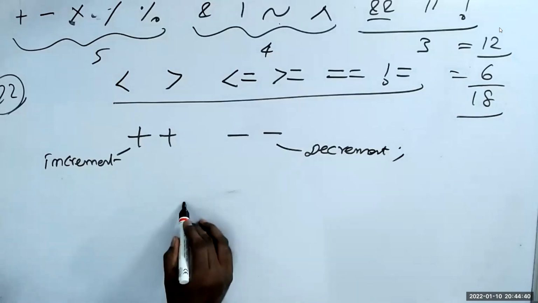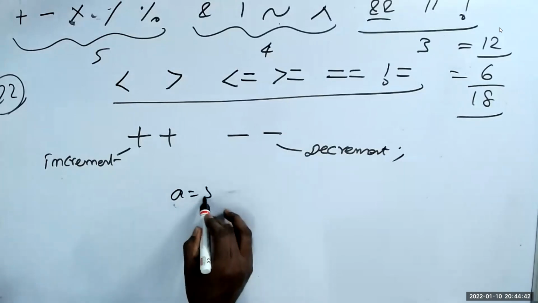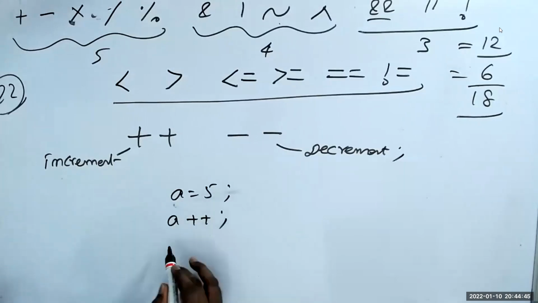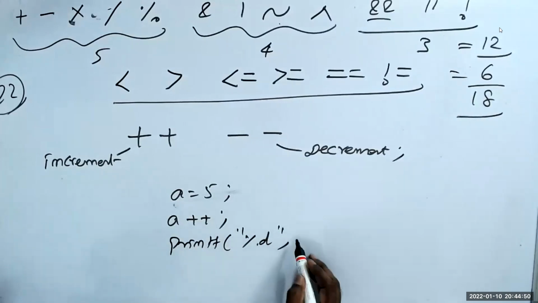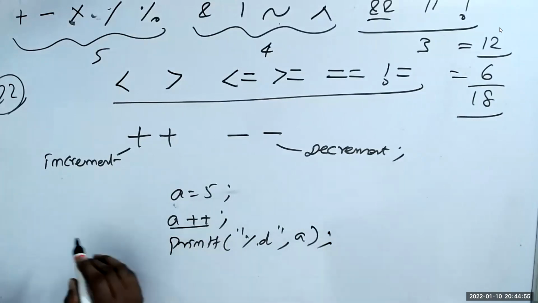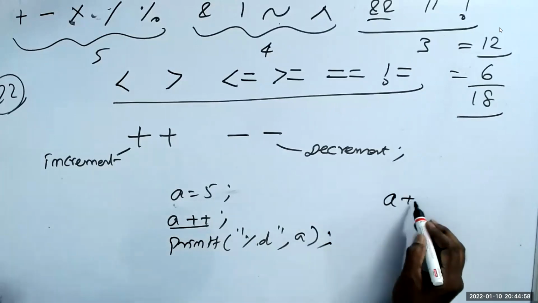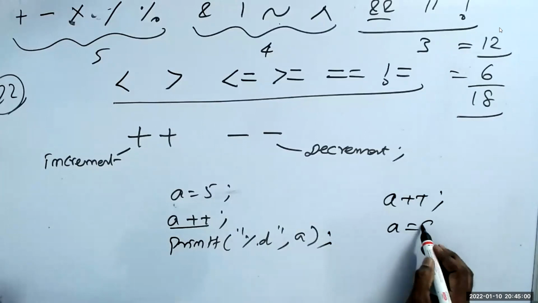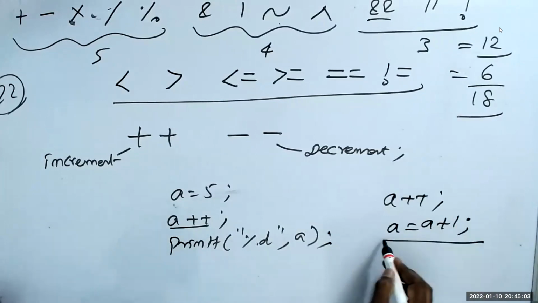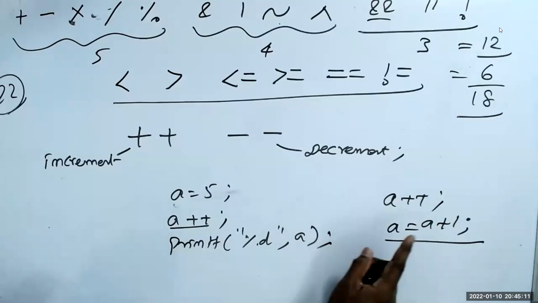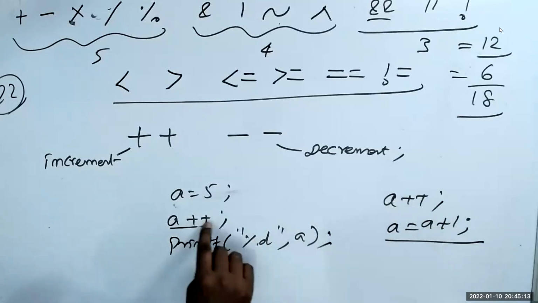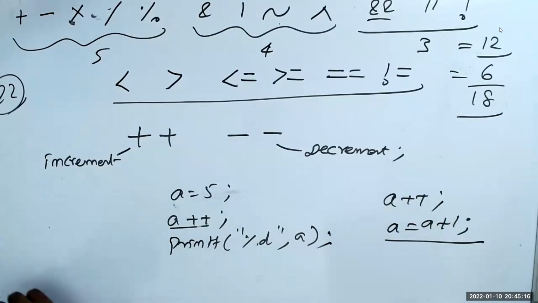If I say A equal to 5, A plus plus, print of A, I get 6 because I do this. Please understand, A plus plus means A equal to A plus 1. That is the meaning. A is equal to A plus 1. So understand now, when I say A plus plus, both are the same. But why do they have it? Now I'll explain that to you.